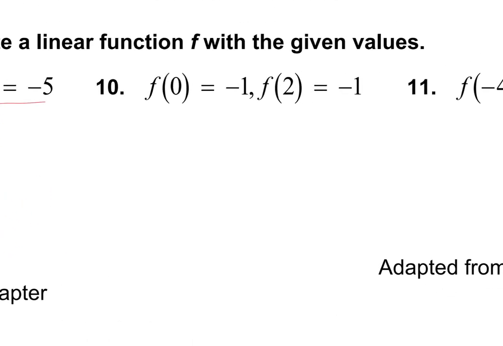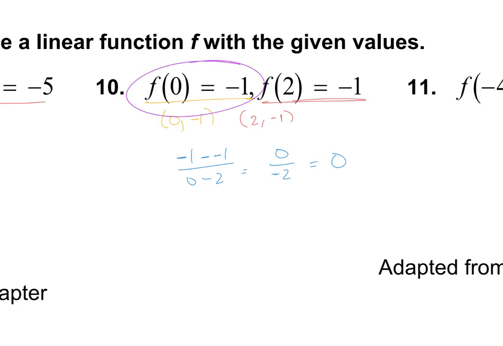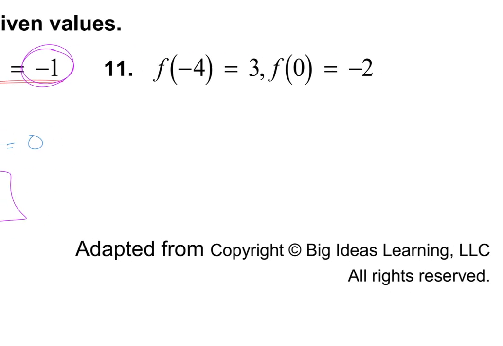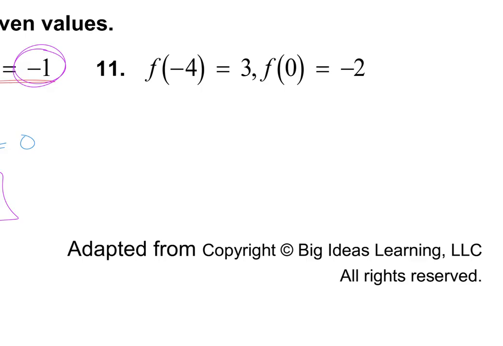Number 10, x is 0, y is -1. That's that one. X is 2, y is -1. That's that one. Y2 minus y1 over x2 minus x1. That's 0 over -2. That's just 0. And then which one of these is my y-intercept? It's this one, when x is 0. So that's it. This is literally just y equals -1. And think about it. That's -1, that's -1. They're both just -1.